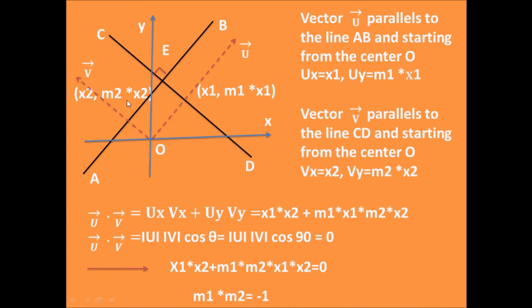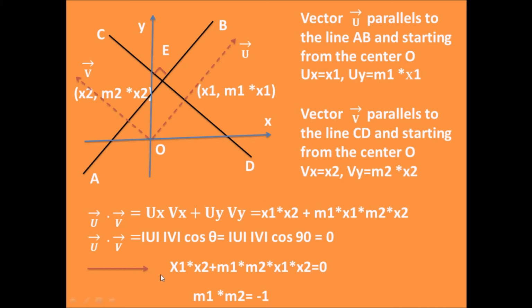As we know, the lines AB and CD are perpendicular to each other, and the vector u is parallel to the line AB, and the vector v is parallel to the line CD. So, the angle between vector u and vector v should be 90 degrees. Then the dot product of vector u and vector v equals 0. Then we get x1 times x2 plus m1 times m2 times x1 times x2 equals 0.